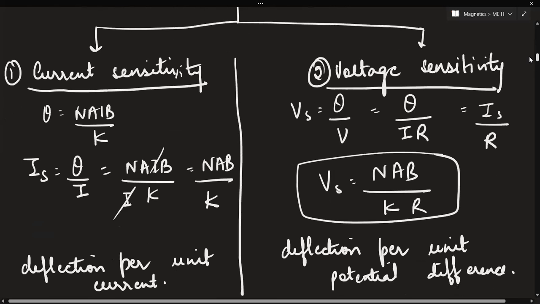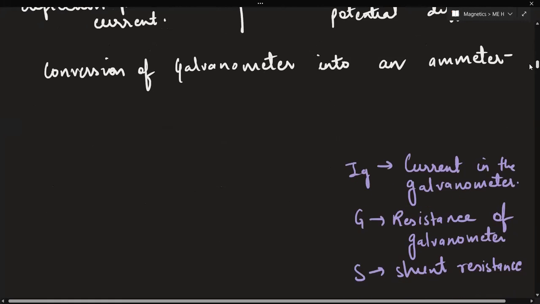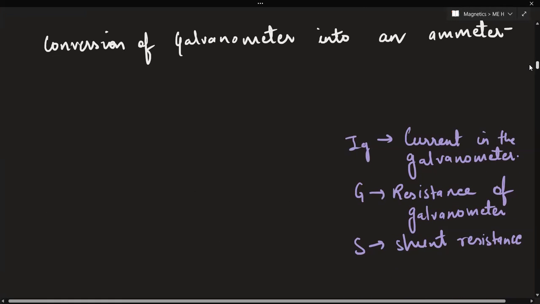And then two types of sensitivities we had seen. One was current sensitivity, which was deflection divided by current, and voltage sensitivity, deflection divided by voltage. Two small topics were left to be covered on that day. One was conversion of a galvanometer into an ammeter.